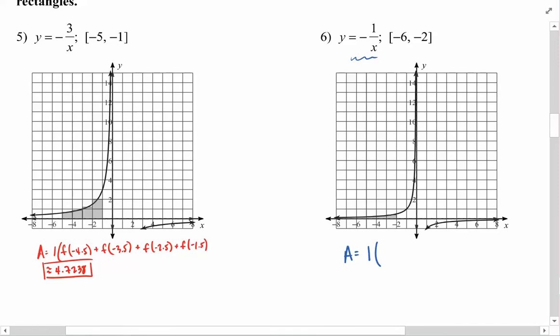Now, since we're approximating the area between -6 and -2, and these vertical bars represent the edges of each rectangle, we want to find the height of each rectangle right there in between each of those edges. So I'm going to calculate the height at -5.5. We'll calculate the height at -4.5, and so on.